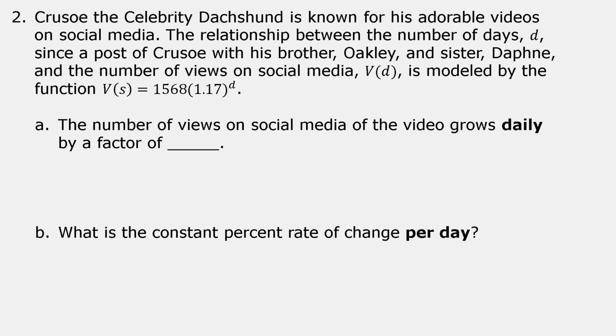Alright, so our next one is about Crusoe. He's a dog. He's known for his adorable videos on social media. The relationship between the number of days D in a post with his brother Oakley and his sister Daphne and the number of views they get on social media is modeled by our function. This should be V of D. V of D equals 1,568 times 1.17 raised to the D. So D is the number of days.